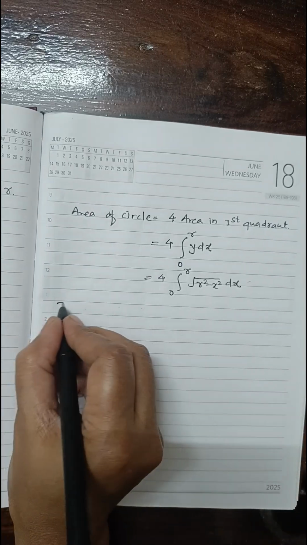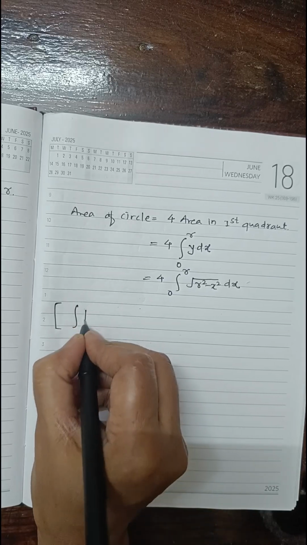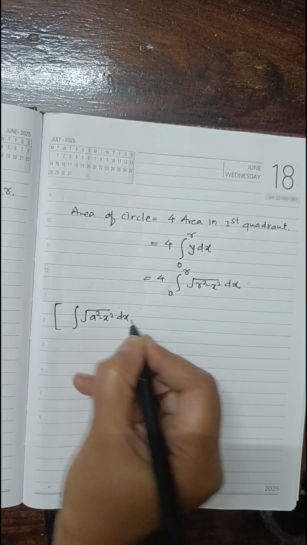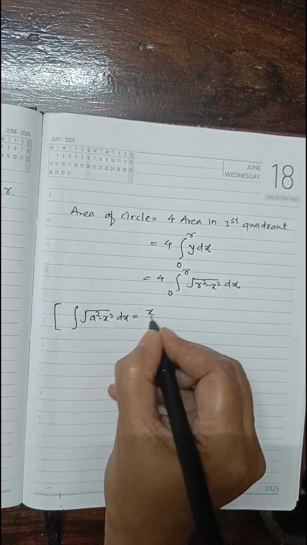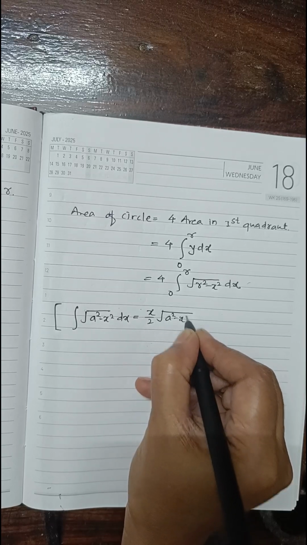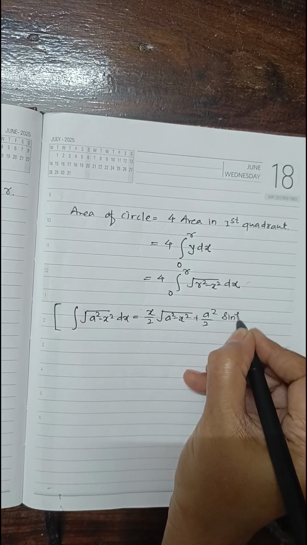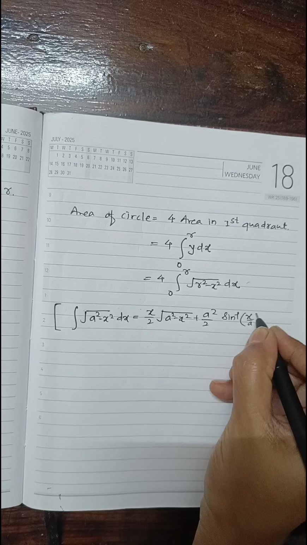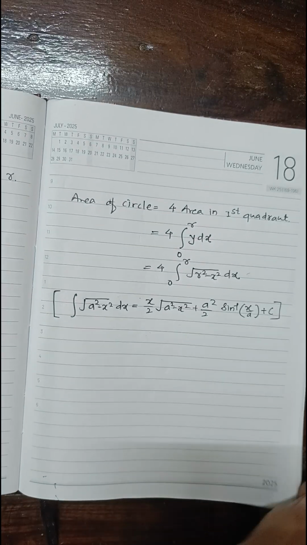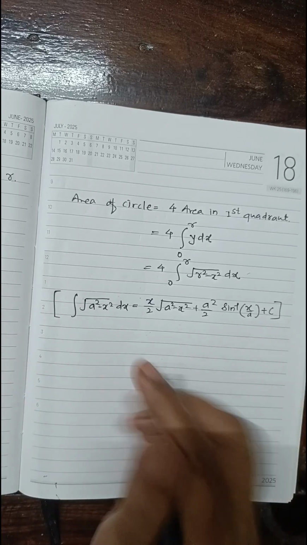Now using the formula here, integral of root a square minus x square dx is x by 2 root a square minus x square plus a square by 2 sine inverse x upon a plus constant of integration. Since this is an indefinite integral, we have to add a constant of integration.